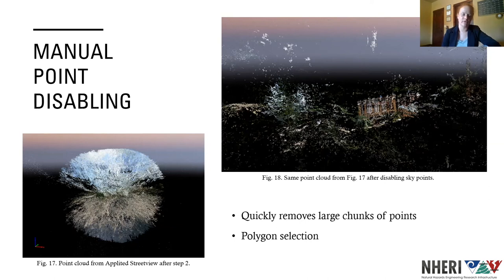So on the bottom left of the screen, this is a point cloud from the Applied Street View data set that I used. And this is just immediately after step 2, nothing else has been done to this cloud. It looks like an explosion of blue and gray on the bottom. There's really not a lot of information there, and it's because it captures the sky and the ground in all these photos.